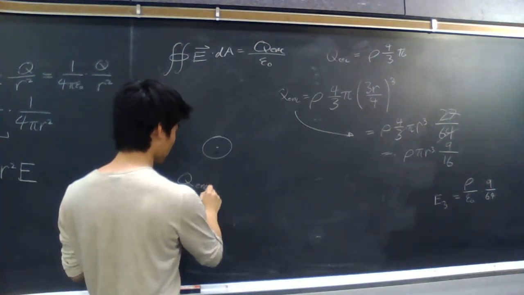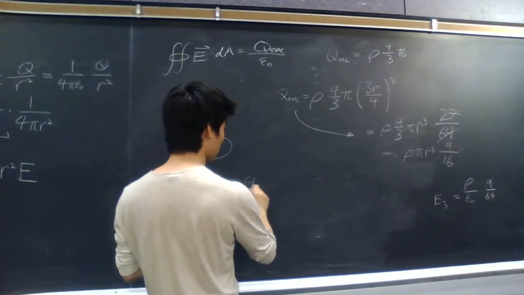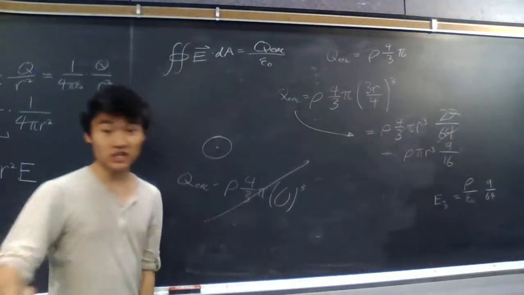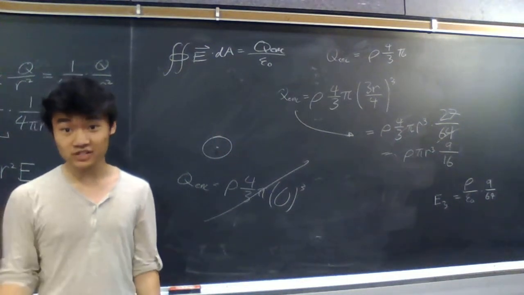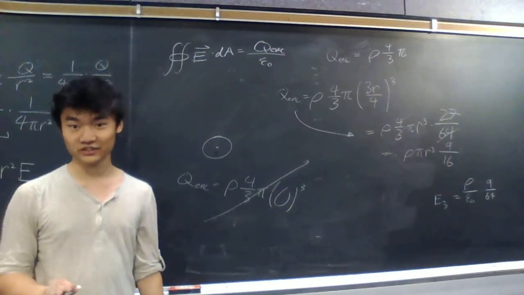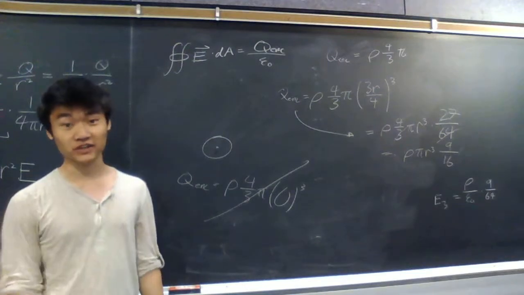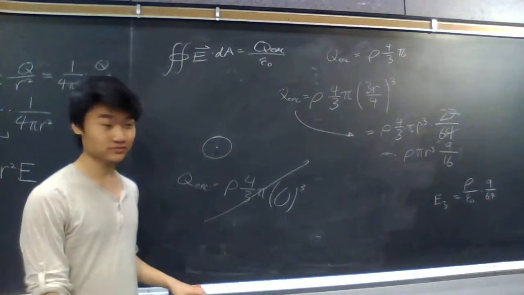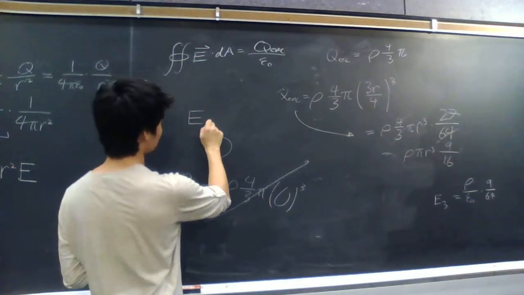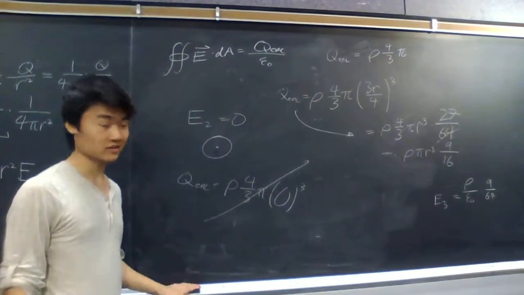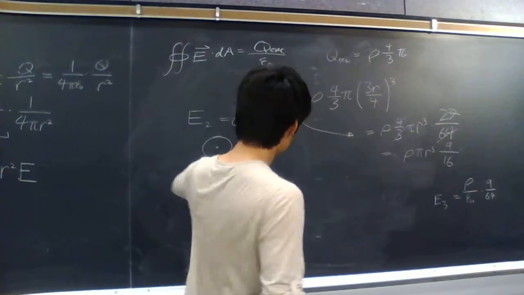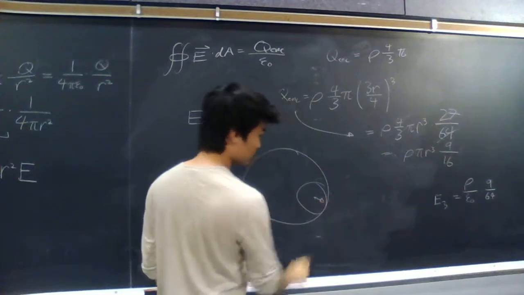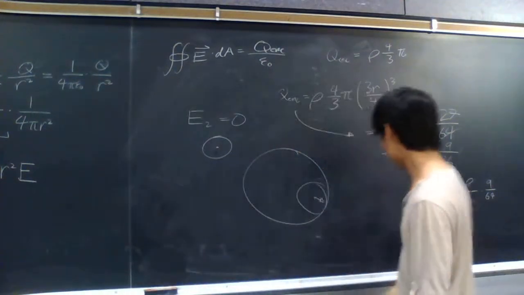So Q enclosed equals rho times 4/3 pi 0 cubed. In other words, there is no enclosed charge. But by Gauss's law, that means there is no field. The electric field at the center of a sphere of charge, where the charge is uniformly distributed around the center, is 0. Well, that's awesome. This then means that the answer to our problem, the electric field here, is just equal to E3.